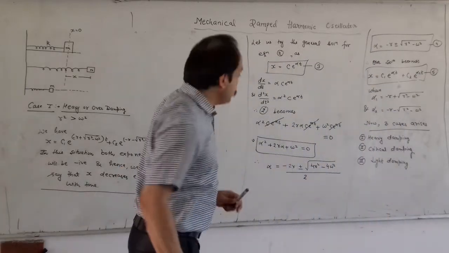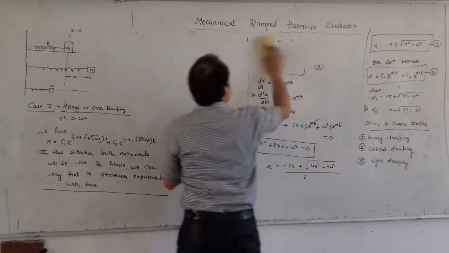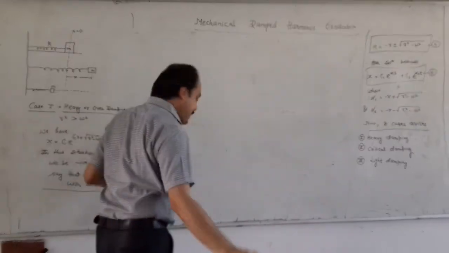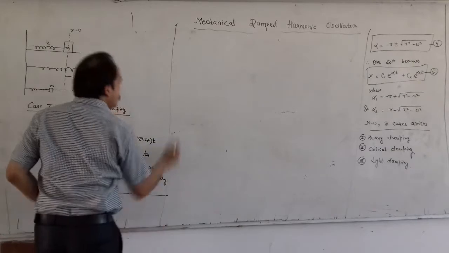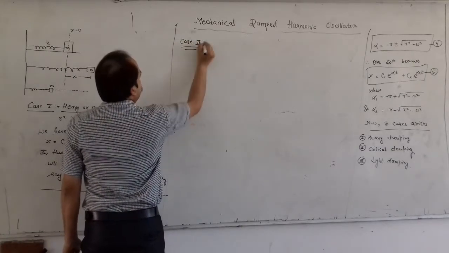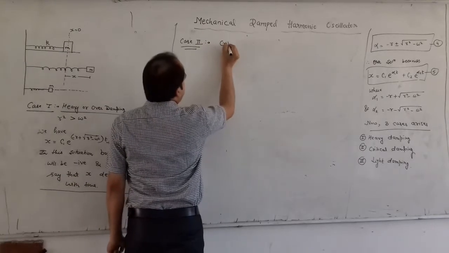Now we will discuss the second case. The second case is the critical damping. This was the case for heavy damping. Now we will discuss the second case, which is for critical damping.